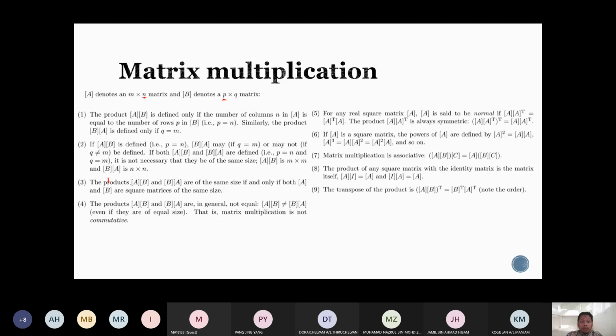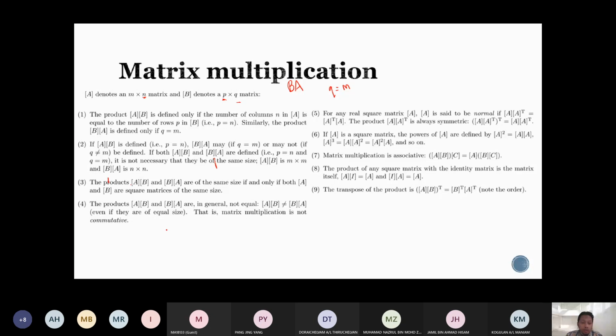If you want to multiply B times A, then q must equal n before you can multiply. So this is the basic concept of matrix multiplication. You cannot simply multiply two matrices. You must check the size first before you can multiply.